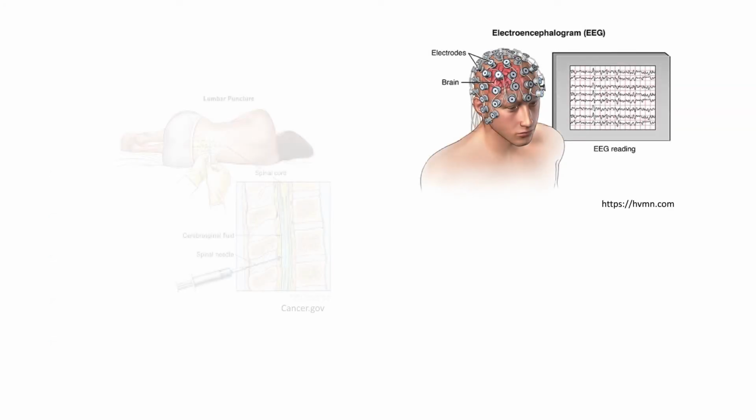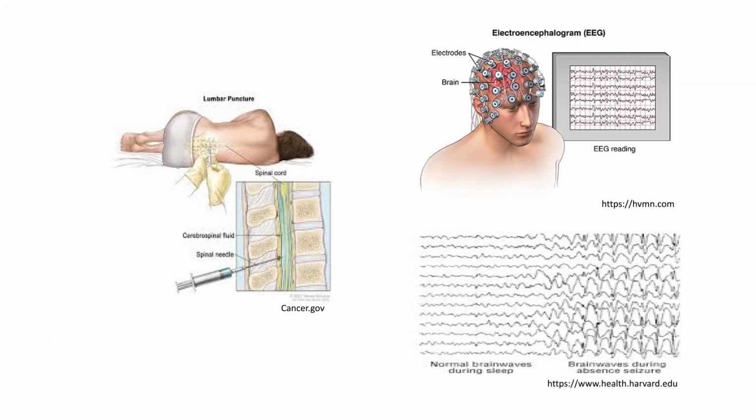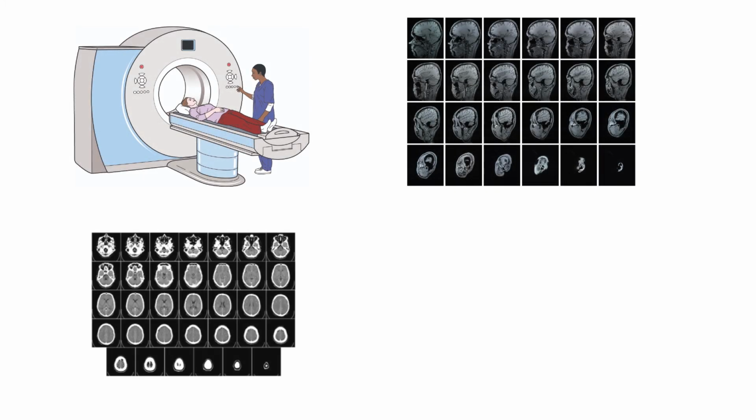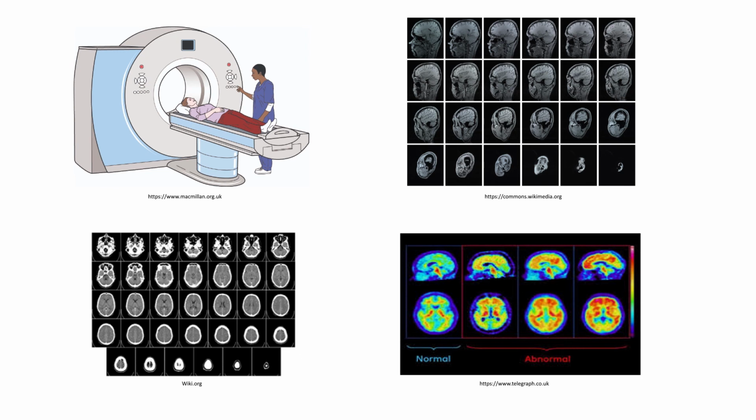There are photos of the procedures related to the nervous system as mentioned earlier, such as electroencephalogram, electroencephalography, and lumbar puncture. This slide again shows you examples of procedures related to the nervous system. For instance, CT scan or CAT scan, MRI, and brain scan.